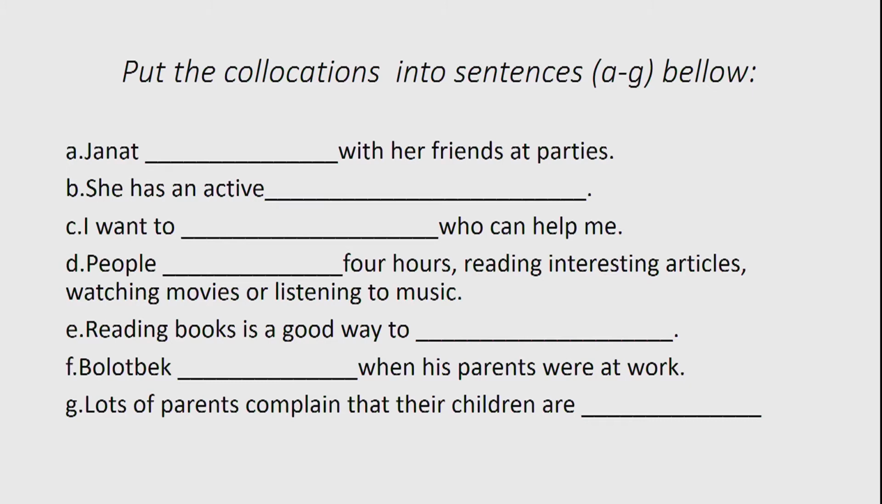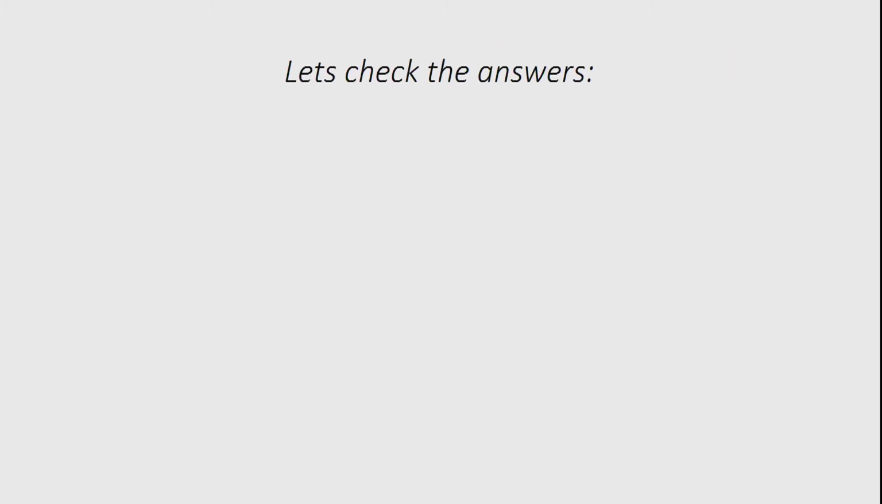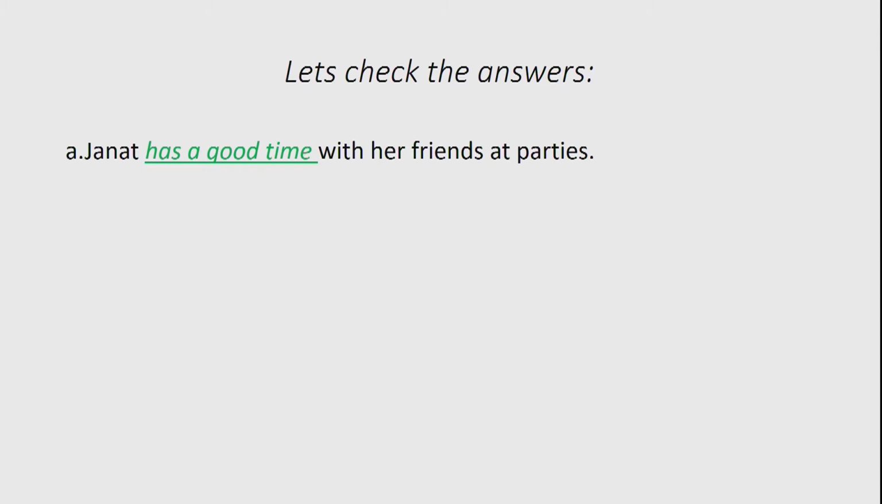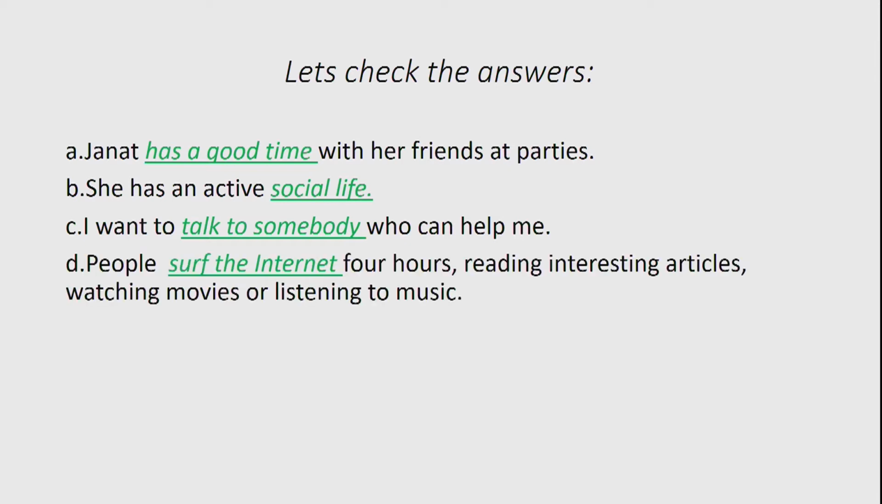Please put the collocations into sentences. For example, Janat has a good time with her friends at parties. What about the rest of the sentences? Let's check the answers. Janat has a good time with her friends at parties. She has an active social life. I want to talk to somebody who can help me.